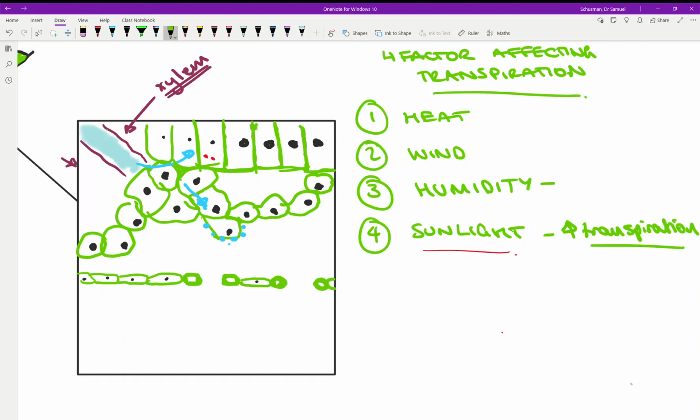There you have it, the 4 factors affecting transpiration and why, with some very, very poorly drawn cartoons. But I hope that helps.